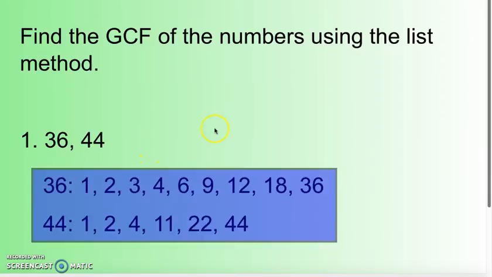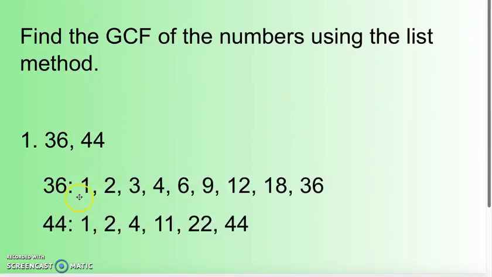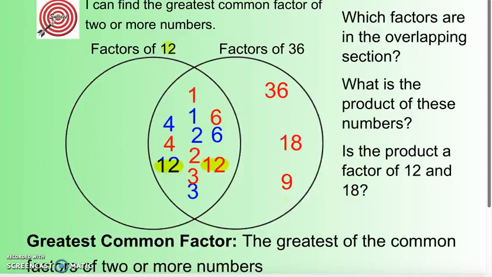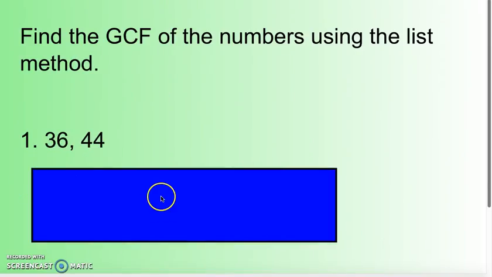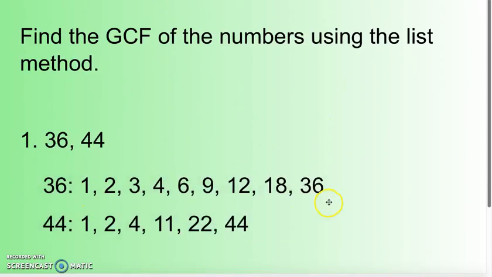Okay, so this is what I found. I have 36. Sorry, let's go back. These are all the factors of 36. Then we have all the factors of 44. And what is the greatest common factor between them?